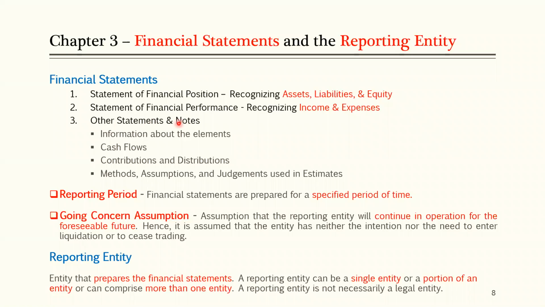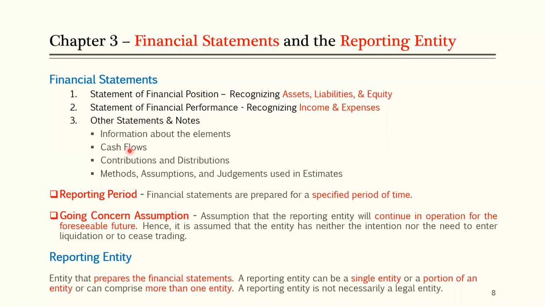Now, under other statements and notes, we have these items. Information about the elements. So these are the elements: assets, liabilities, equity, income, and expenses. We commonly call these the elements of financial statements. Now we need to provide details about them. For example, for PPE we have a PPE note, there is a note for intangible assets, and a note for cost of sales.